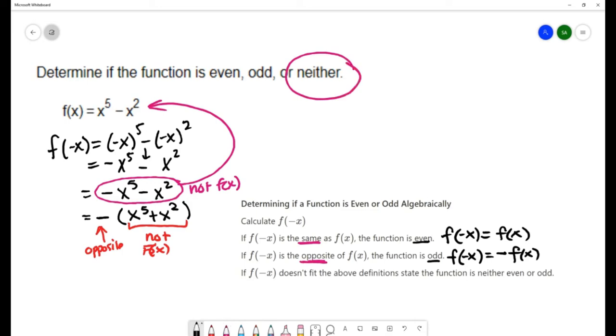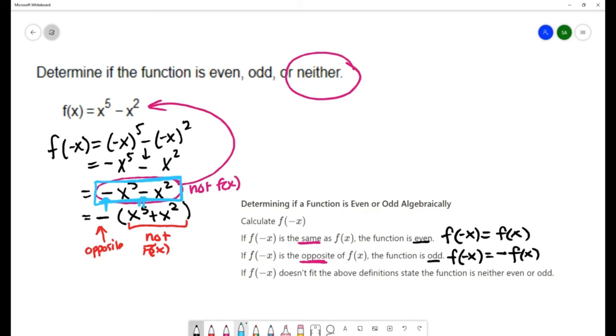So I had a question come up of whether all the terms needed to be opposite in order for this to work, in order for it to be odd. So when you look at this statement here, we have the first term being the opposite, but the second term is not opposite.